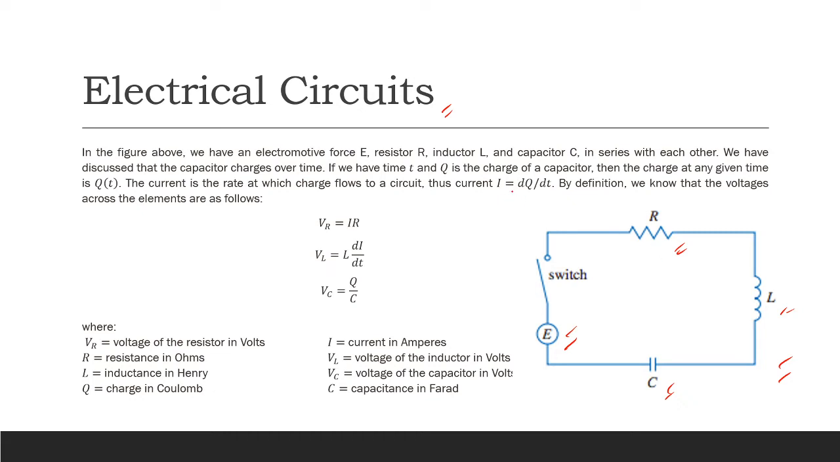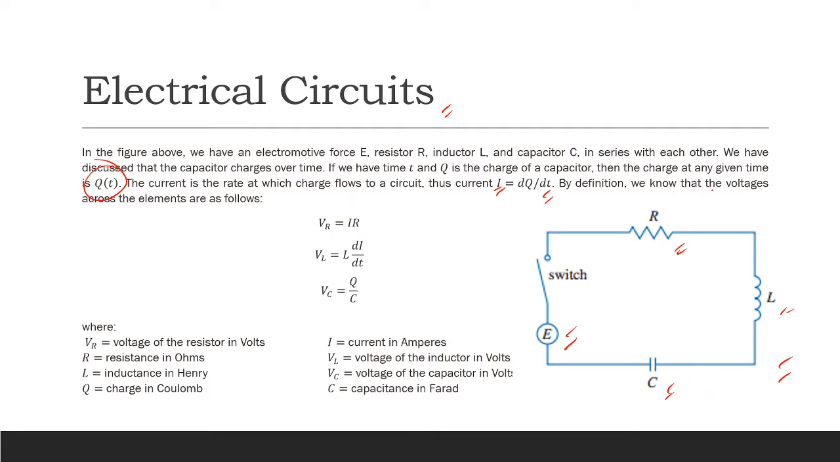So we have discussed that the capacitor charges over time. So if we have, let's say, time t, and Q is the charge of the capacitor, then the charge at any given point in time, that is Q of t. So the current, class, this is the rate at which charge flows in the circuit. And this is described as I. So this is the rate, kung gano'ng karaming charge kada segundo, with respect to time. So it's actually the derivative of Q with respect to time.